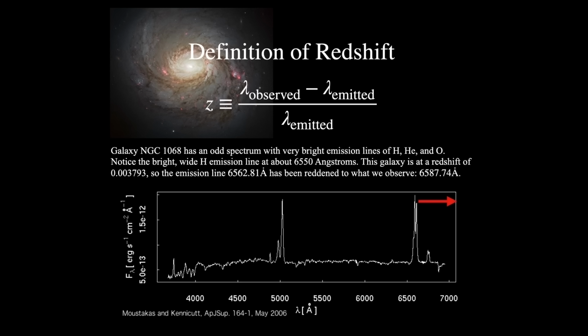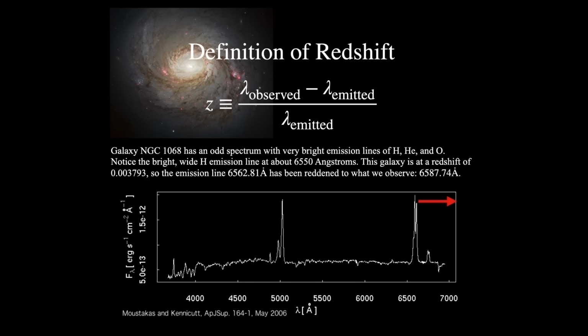And so when we look at the spectrum below, we see a bright hydrogen emission line right around 6550 angstroms. And this galaxy has a redshift of 0.003793, according to the NASA Extragalactic Database. And so this emission wavelength of hydrogen, which is H alpha, 6562.81 angstroms, has been redshifted to the observational wavelength of 6587.74 angstroms. So its wavelength has been lengthened by 25 angstroms. And that's important because the observed wavelength is longer than the emitted wavelength.